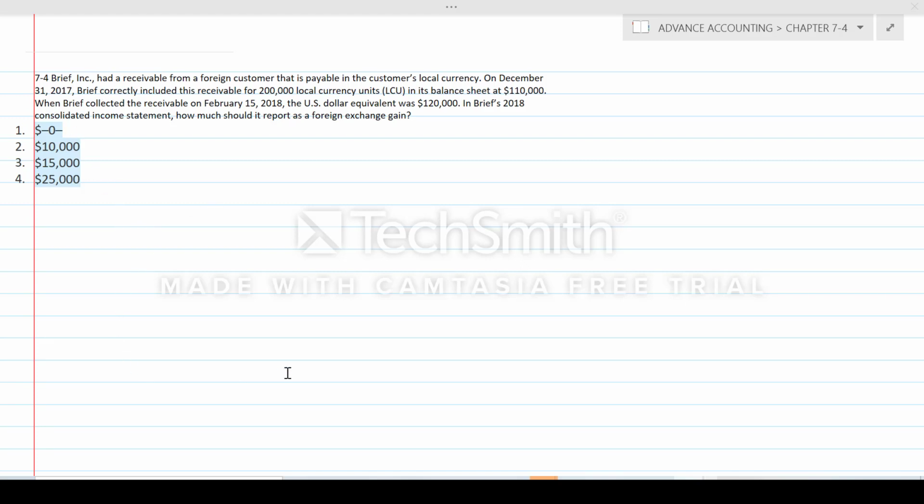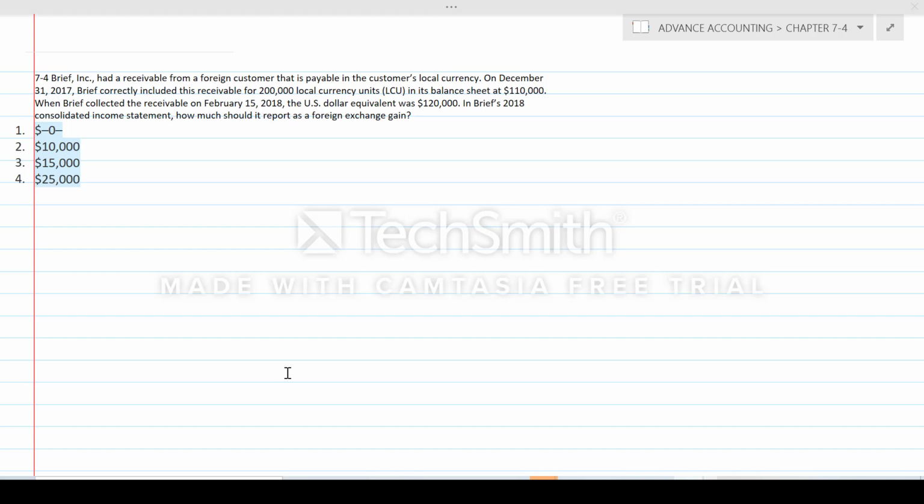Good afternoon, class. Today I'm going to go over a couple of exercises from Chapter 7, which deals with foreign currency transactions. These exercises are to help you understand foreign exchange gains and losses that are reported on the income statement.